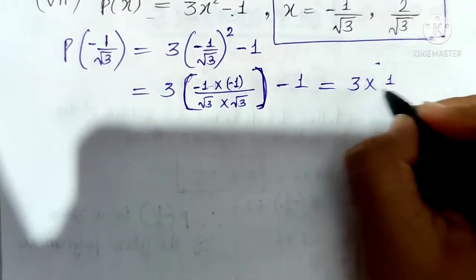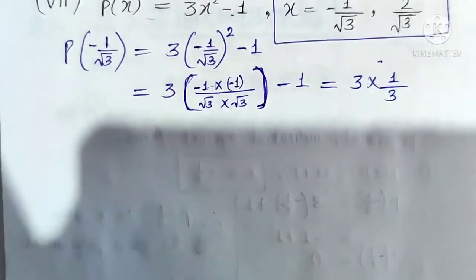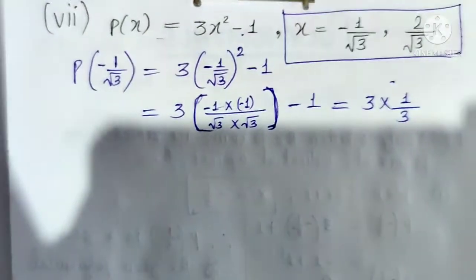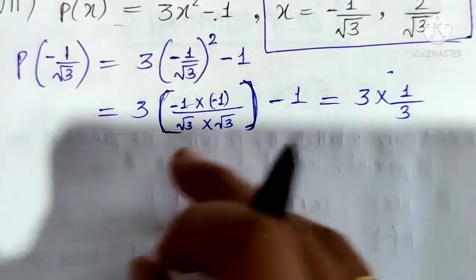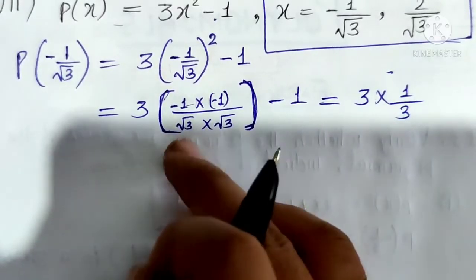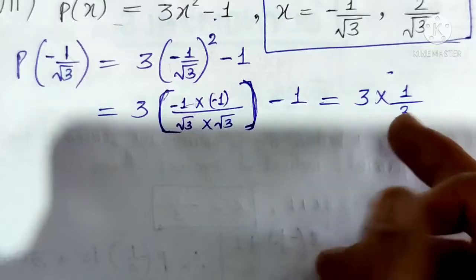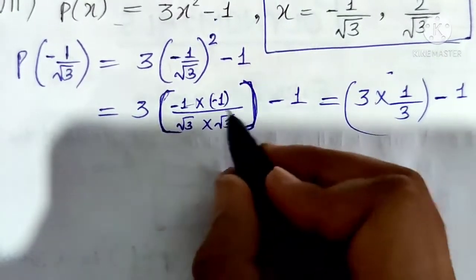It will come only 1. Root 3 into root 3, what will come? 3 only, because whenever you multiply root numbers, the digits come the same. If root 2 into root 2, it will come 2. If it was root 4 into root 4, the answer will come 4. In the same way, multiplying root 3 by root 3, it will come 3 only. Okay, and then minus 1. This is minus 1 came.